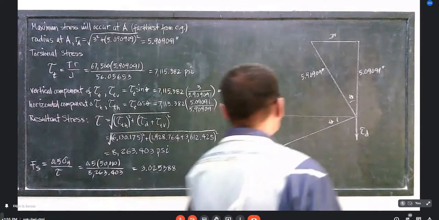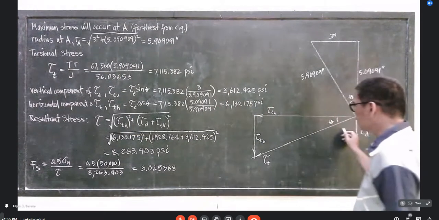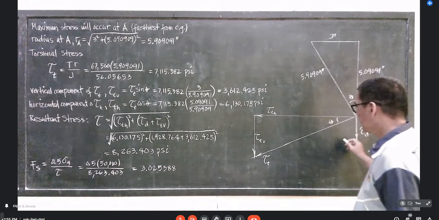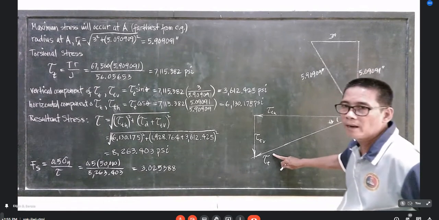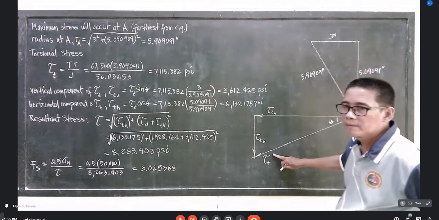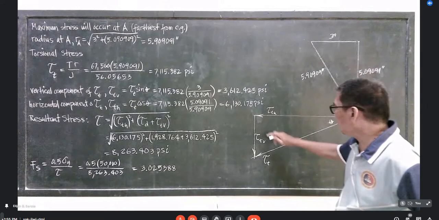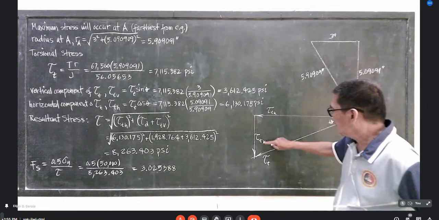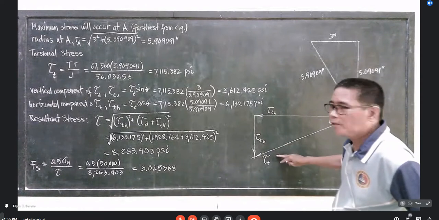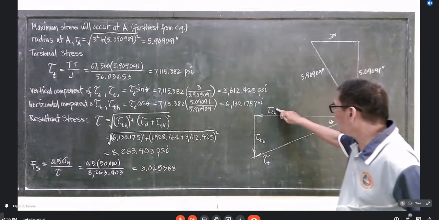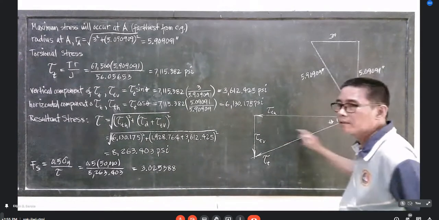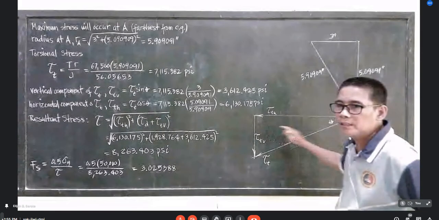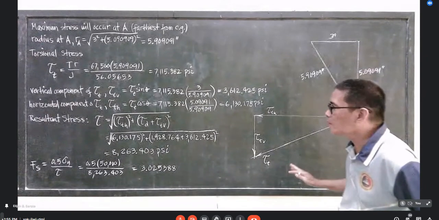Next is, how do we determine the resultant? So this is the twisting shear. We divide it into components. So the vertical component of the twisting shear is T sub TV, and the horizontal component of the twisting shear is T sub TH. And then you add these two to get, then extract the square root.